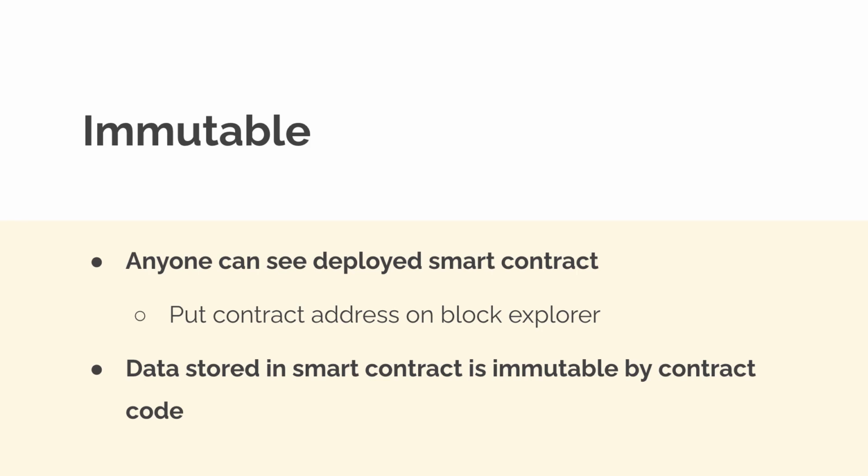And data stored in the smart contract is immutable by the contract code. If you have another program that is specifically for storing the data, then you can change the data, but otherwise, you cannot change it with the contract code.